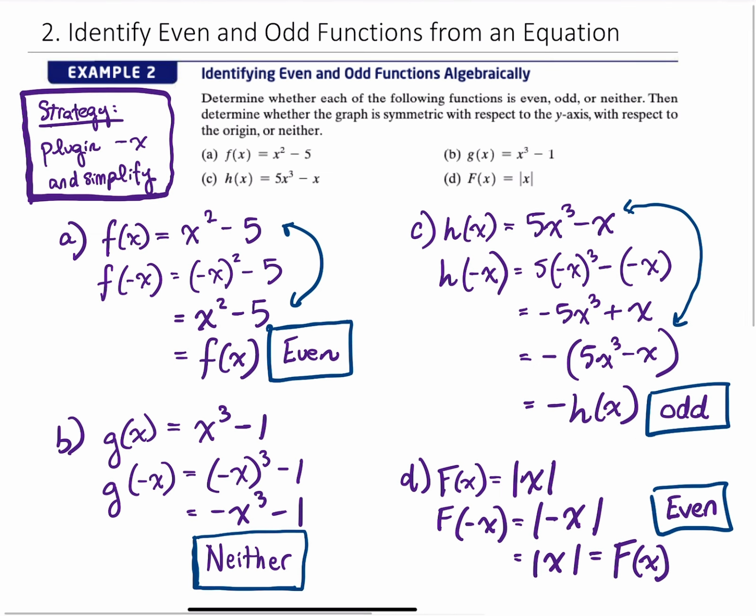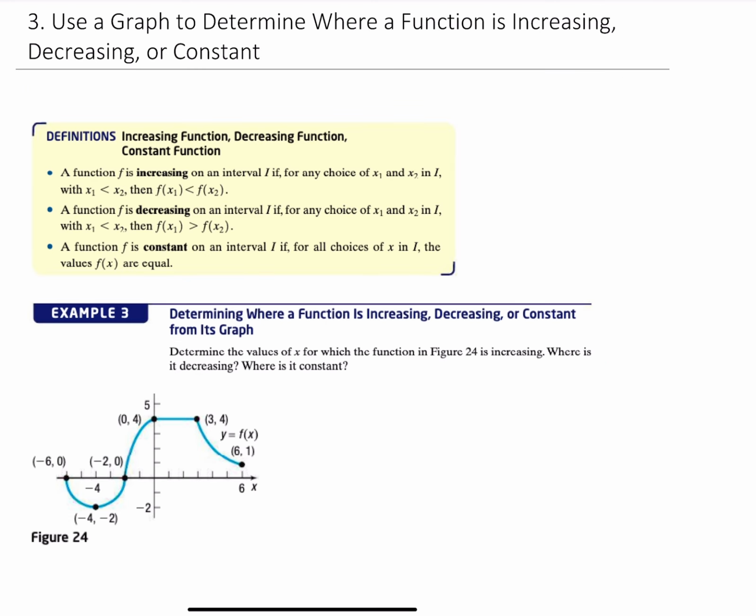All right, let's see if there's more. So in the third section, let's look at a graph, and now we're going to see where a graph is increasing or decreasing or constant. So are the values getting larger, like the output values, or are they getting smaller, or are they staying the same? That's essentially what these questions are asking.